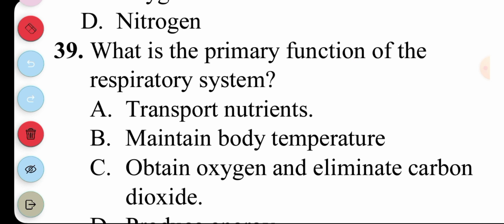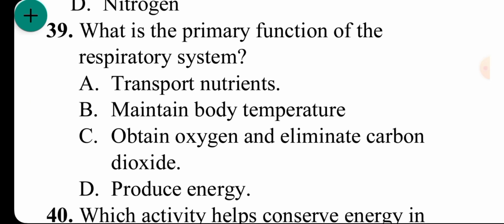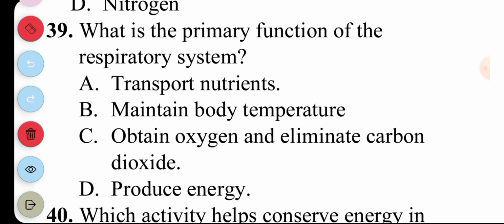39. What's the primary function of the respiratory system? A. Transport nutrients. B. Maintain body temperature. C. Obtain oxygen and eliminate carbon dioxide. D. Produce energy. So the answer to question 39 is C. Obtain oxygen and eliminate carbon dioxide.